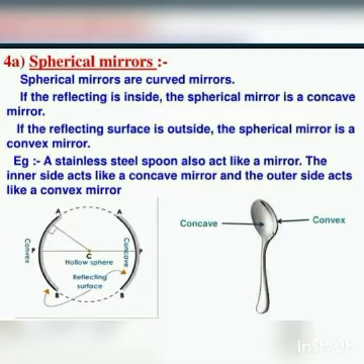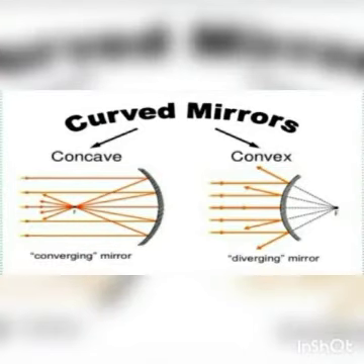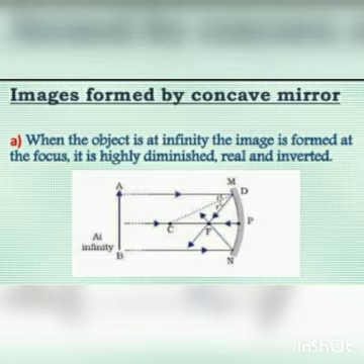A spoon is a good example for a spherical mirror, with a concave and a convex reflecting side. A concave mirror is always converging and a convex mirror is always diverging. They are actually portions of hollow spheres. For the image formed by a concave mirror, when an object is at infinity, the image is formed at the focus. It is highly diminished, real and inverted.